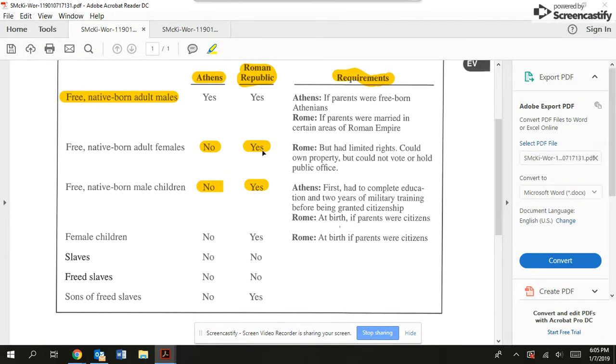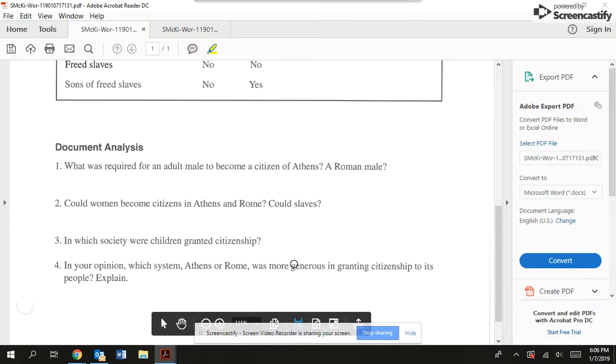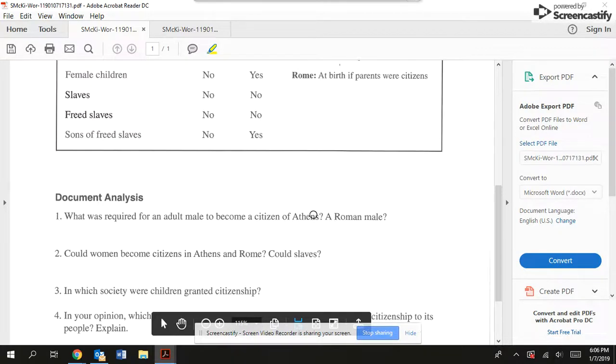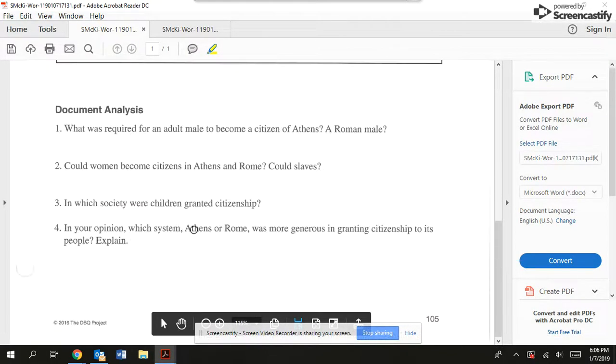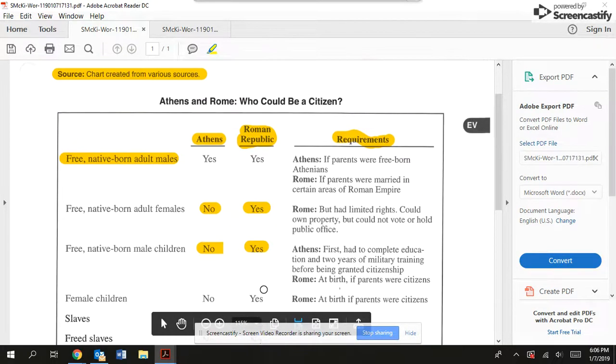And so it looks to me like Rome probably is more generous. More people are allowed to be citizens in Rome. So if I were answering this question, I would say, in my opinion, Rome was more generous in granting citizenship to its people because they allowed women to be citizens. They allowed children to be citizens. And in some cases, you could even be the son of a slave and become a citizen. So their system is more generous.